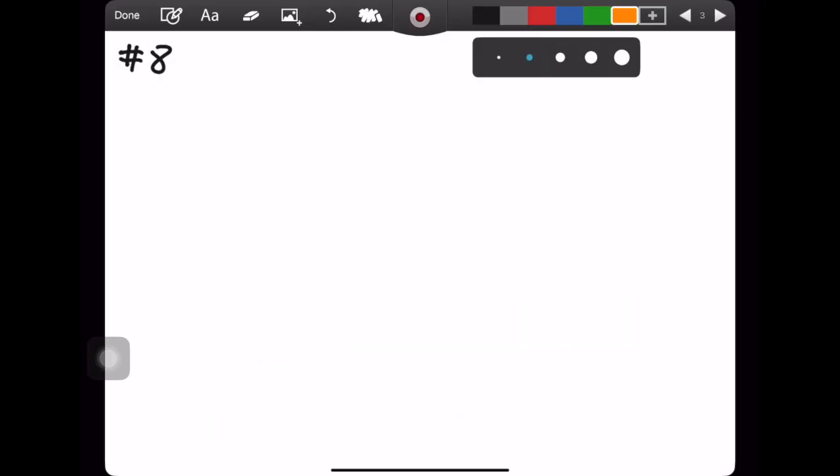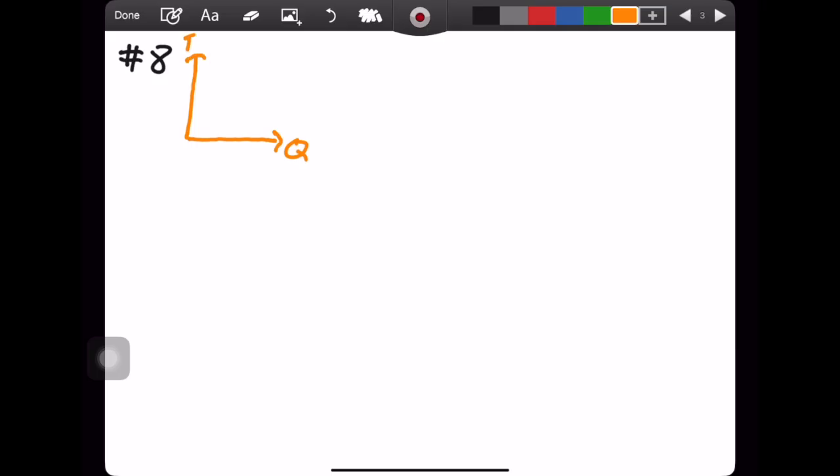A little background before we dig into problem number 8. I'm going to draw a little diagram here where we're going to have heat, which is often represented by Q. We're going to have that on the x-axis, and we're going to have temperature be on the y-axis. And let's take water.